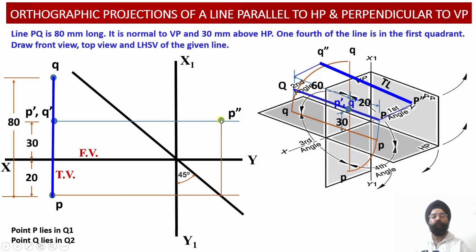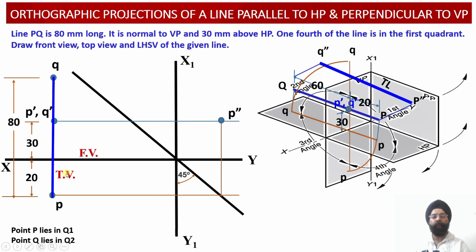So P double dash point has been located, and let us check the coordinates of this point. This point lies 30 millimeter above the horizontal plane, and 20 millimeter in front of the vertical plane. This point is lying over here.